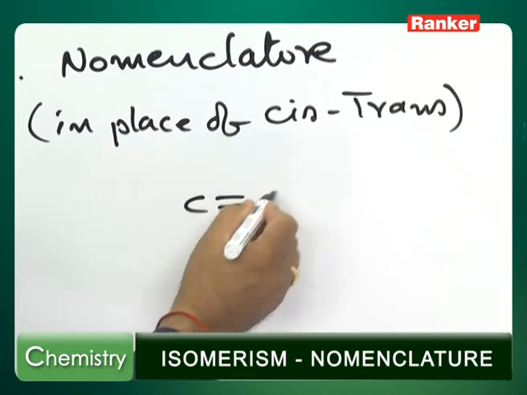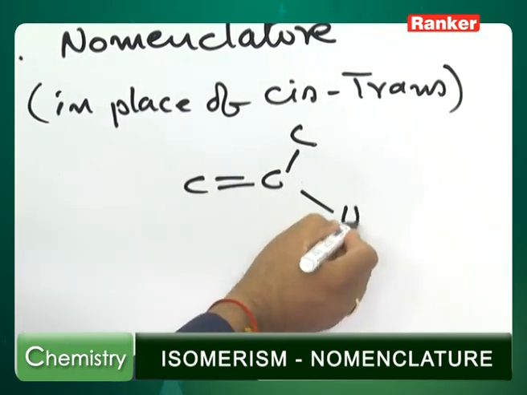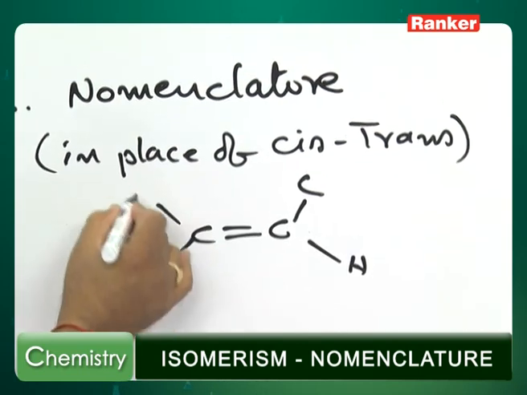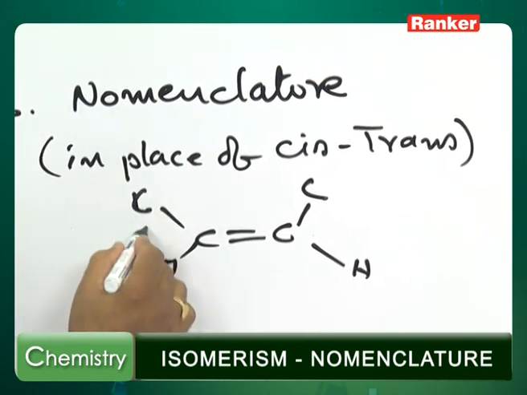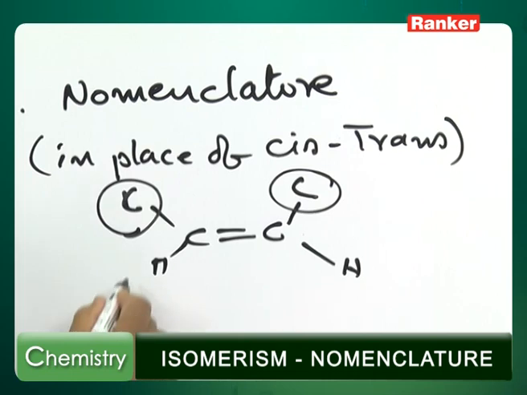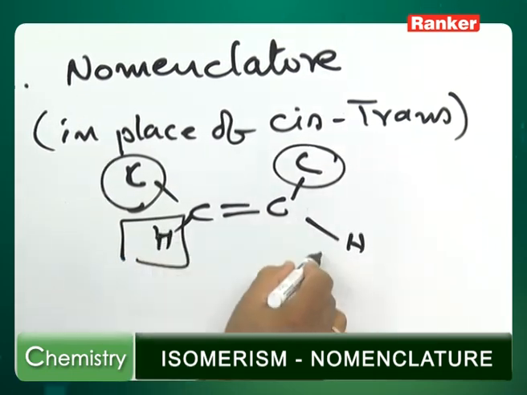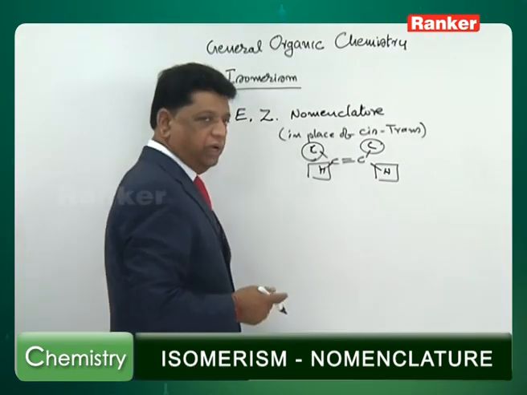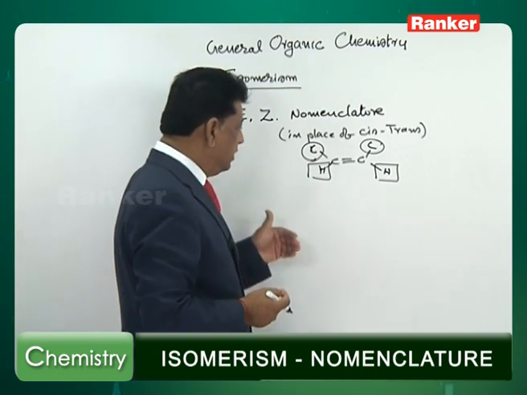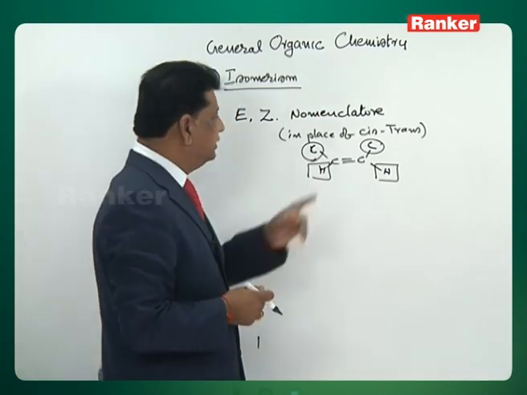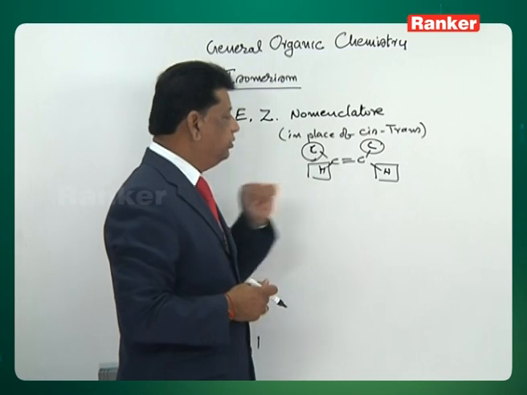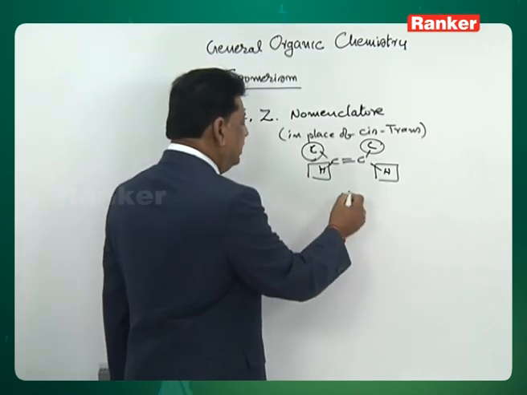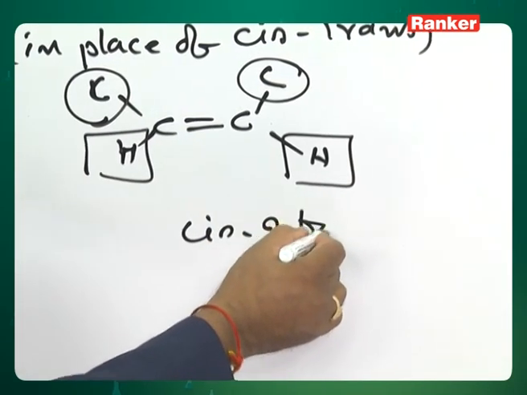An example like a methyl and hydrogen. These two methyls are on the same side. Similarly, the hydrogens are also on the same side. So either by taking the methyls or by taking the hydrogens, cis is used for the same side. So this compound is called cis-2-butene.